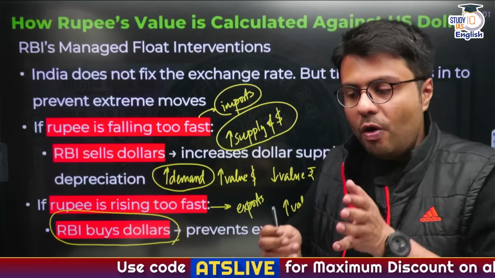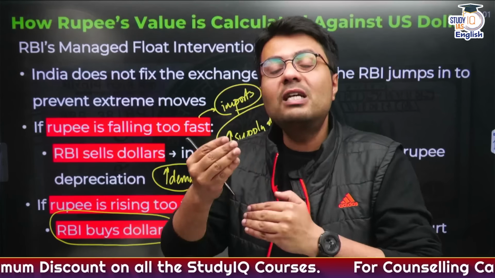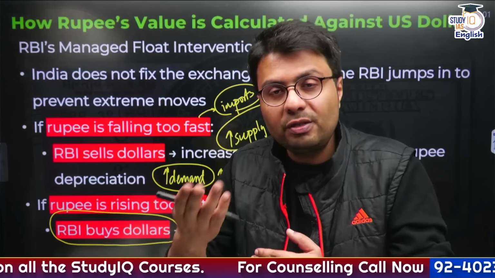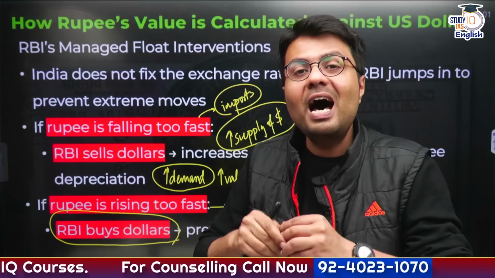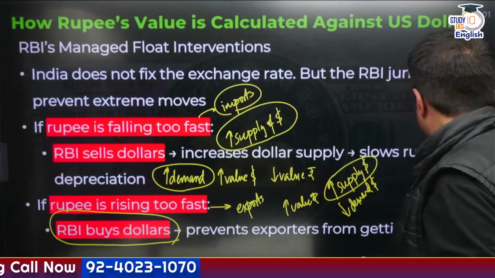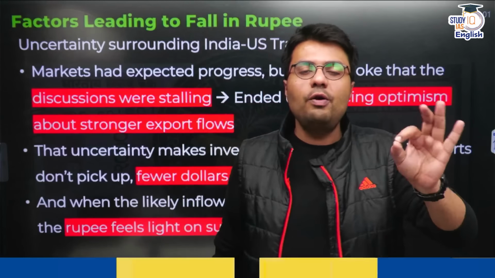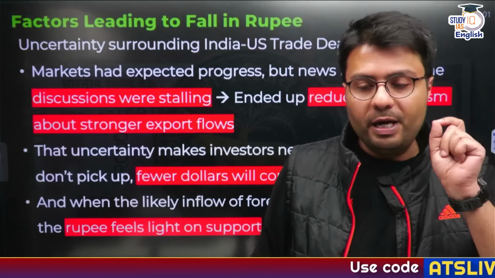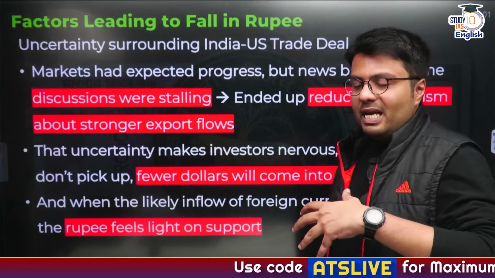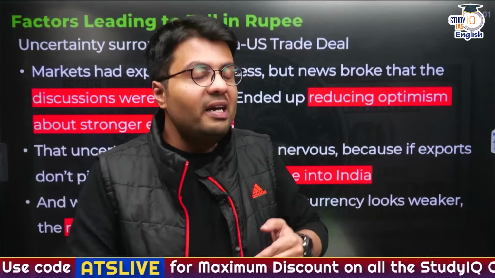So this is how the factors of demand and supply work, and to check these factors, in cases of excess volatility both up and down, RBI decides to intervene in the market. Understood? Now let us understand the reasons why the value of rupee has been falling for a long period of time. Presently, there is uncertainty with respect to whether India will sign a trade deal with the US.